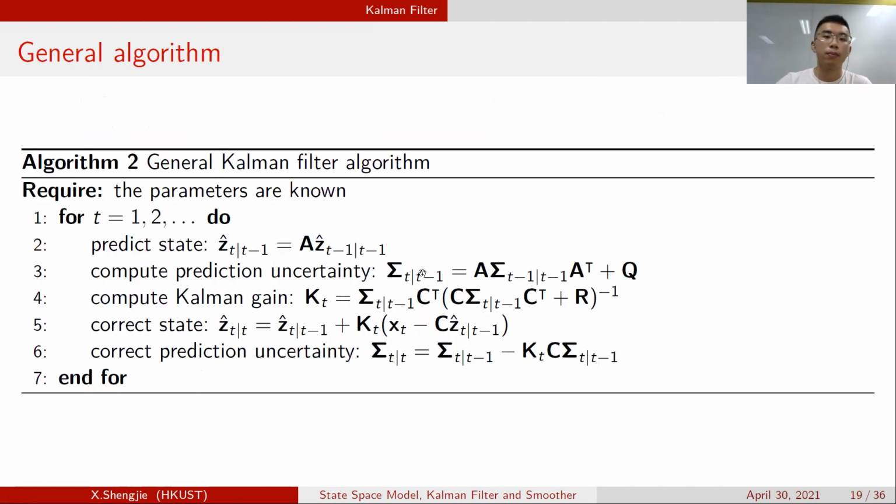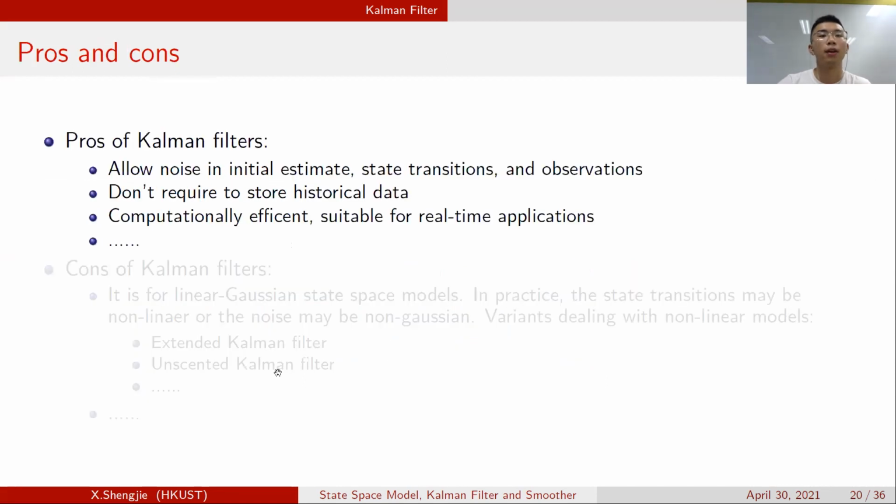A more general algorithm designed for the general state-based model is almost the same: lines 2, 3 for prediction, 5, 6 for correction. You don't have to get into the details. And so in summary, what are the pros and cons of the Kalman filter? The advantage is that the Kalman filter is based on the state-based model, and the state-based model allows noise in the initial estimate, in the state transition, and also in the observations. So it is a really well-designed model, and you can use it in many cases. And the Kalman filter is the optimal solution for this model.